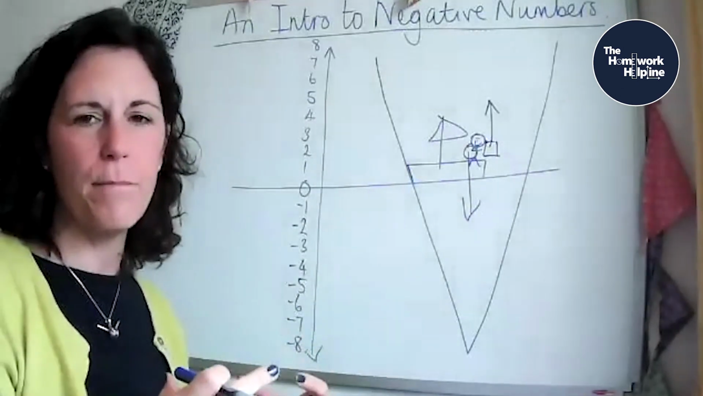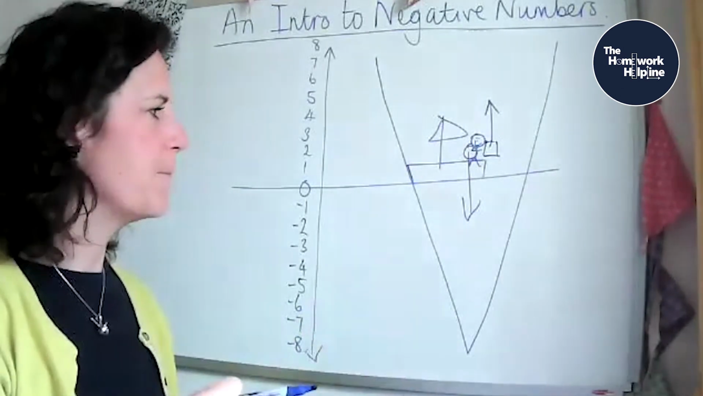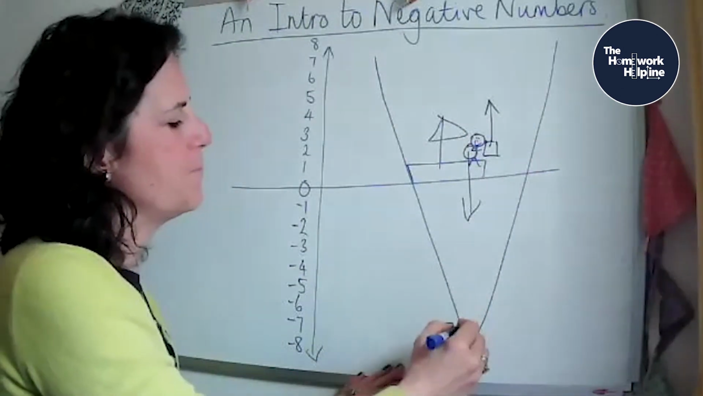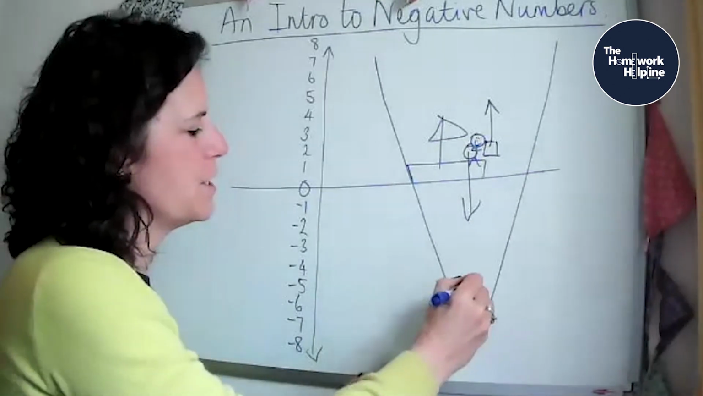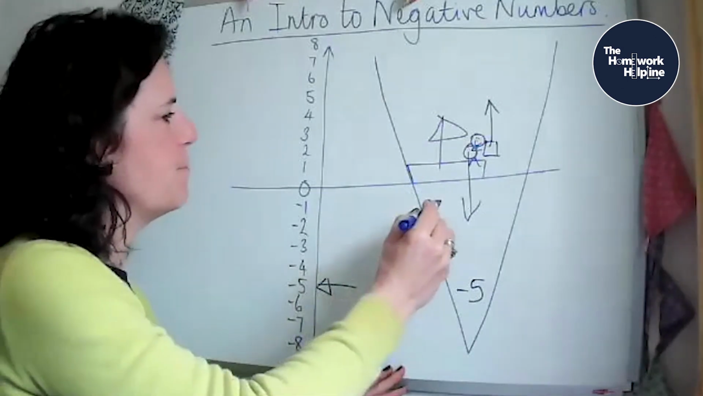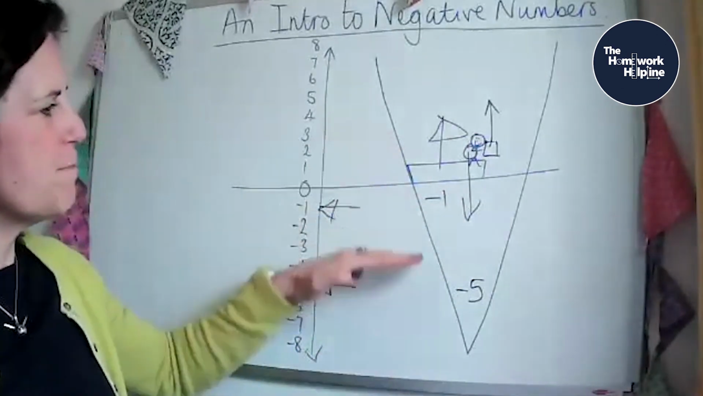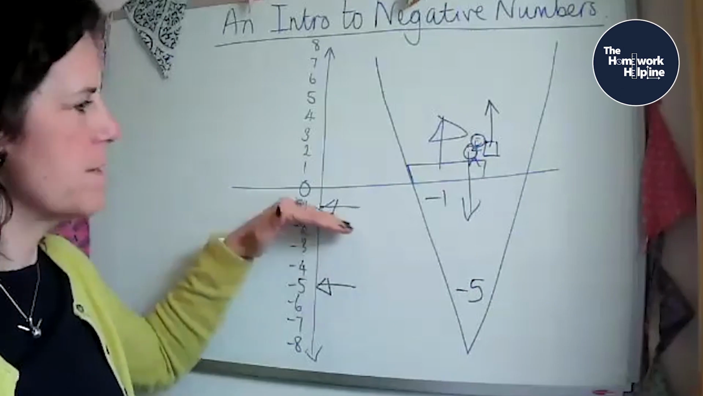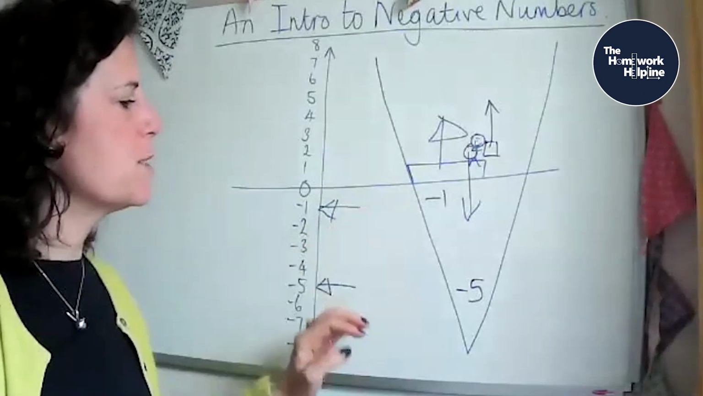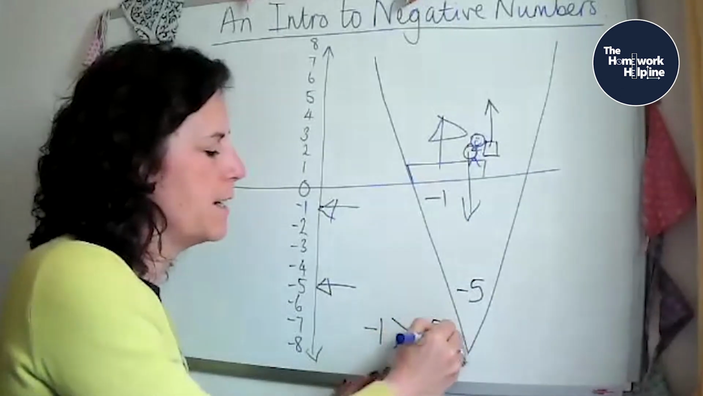So we can do some comparing numbers. We can choose two numbers and decide whether they're greater than or less than, bigger or smaller than each other. So let's put it inside our V. Let's have -5, which is here. I'll put it on the number line as well. -5 and -1. Now, which one is bigger? If you visualize it on the number line, you can see that -1 is further up the number line than -5. So we can say that -1 is bigger than -5. So we'd write -1 is greater than -5.